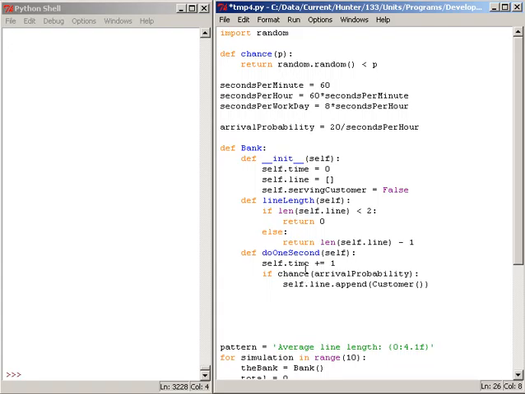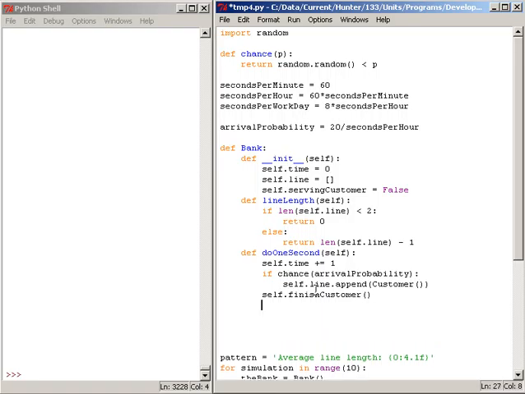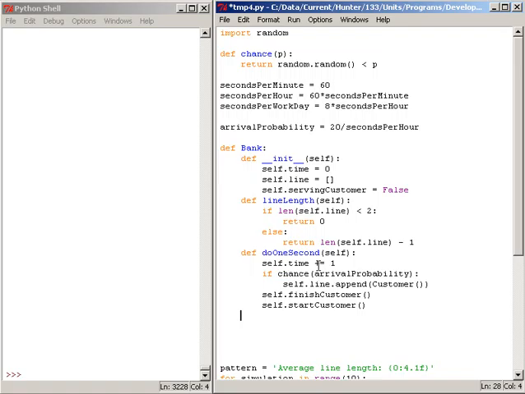So during 1 second at the bank, time increases by 1. A customer may arrive. The customer currently being served by the teller, if there is one, may complete his or her transaction. We'll delegate that work to a different method called finish customer. And if the teller is free and someone is waiting, a new customer may begin their transaction. We'll delegate that to a function called start customer. So now we need to write these 2 methods, and we need to write our customer class. We'll continue from here in the next part of the screencast.